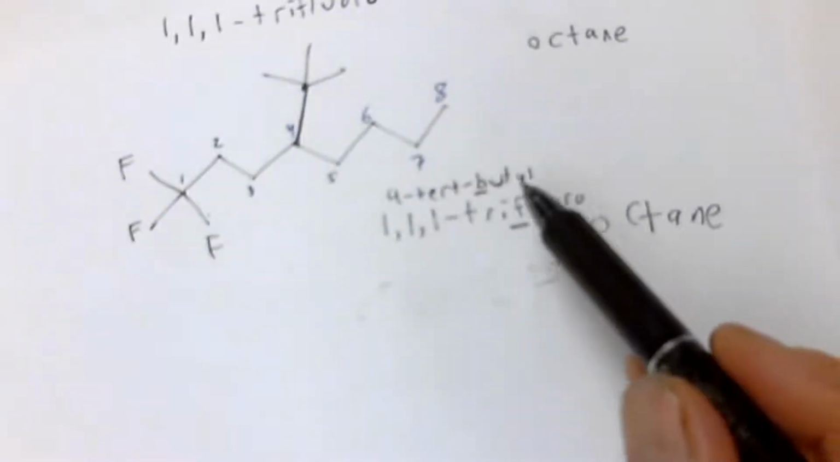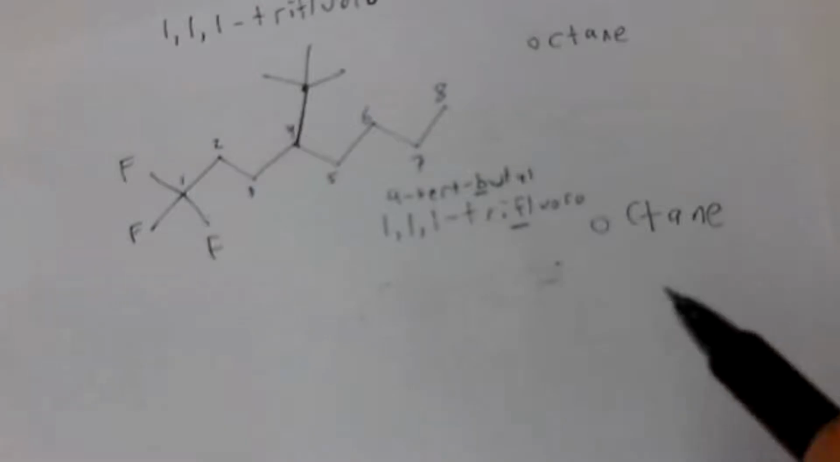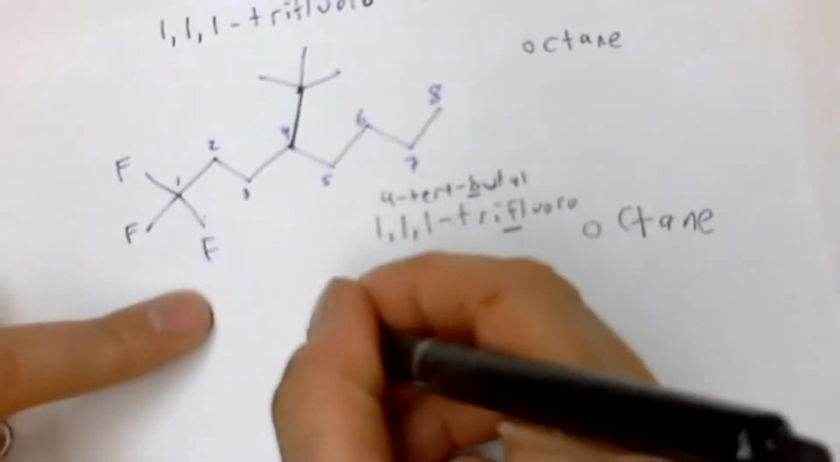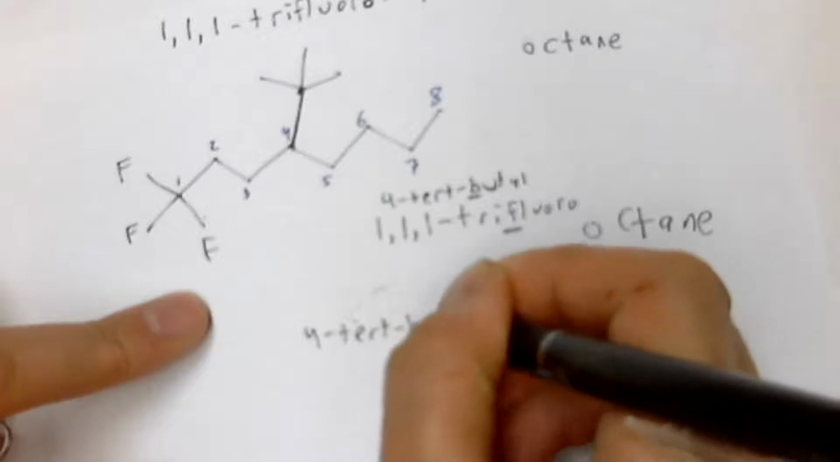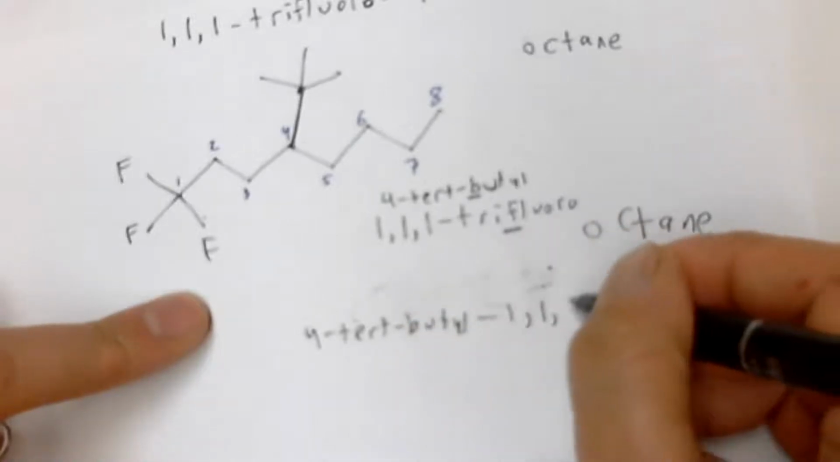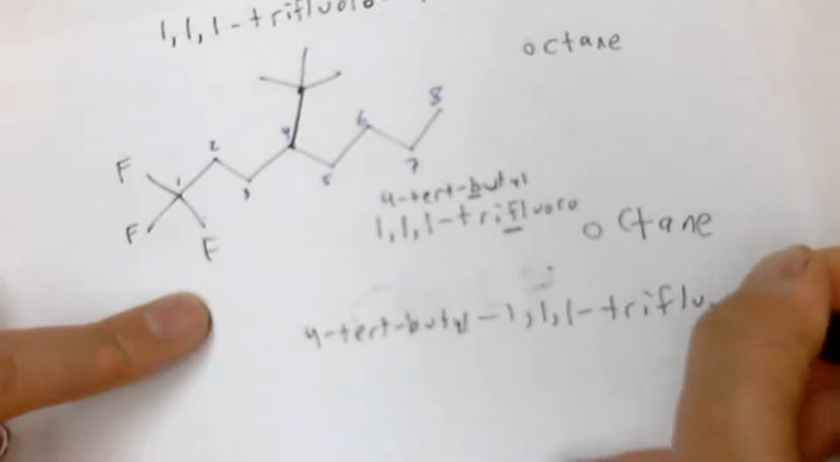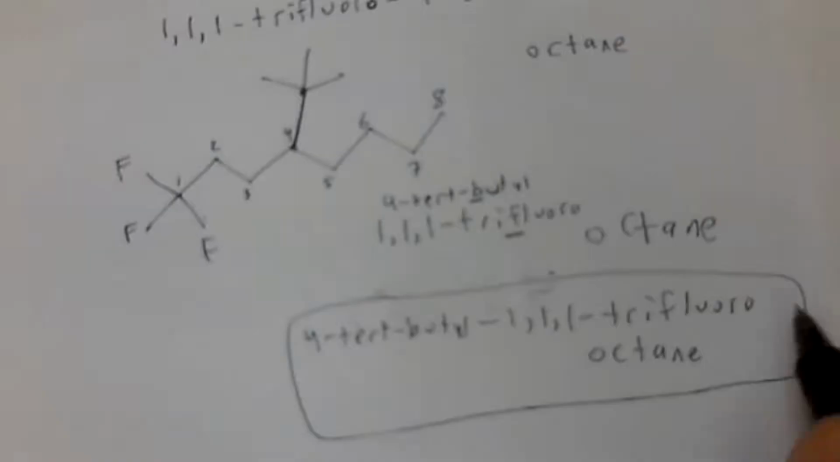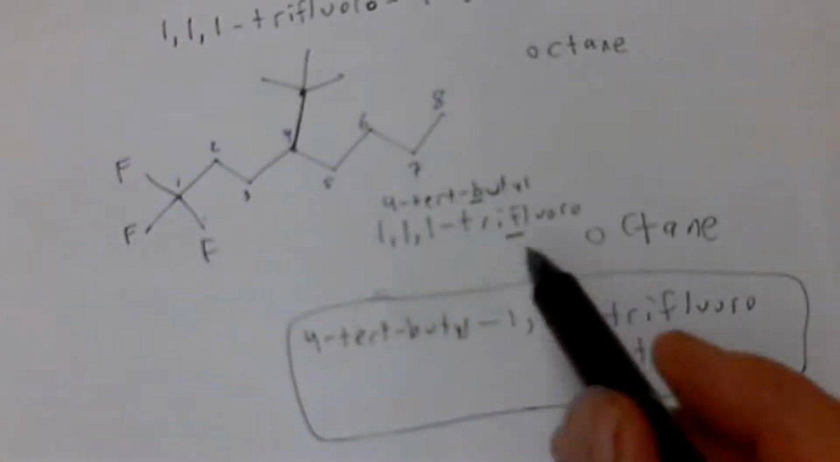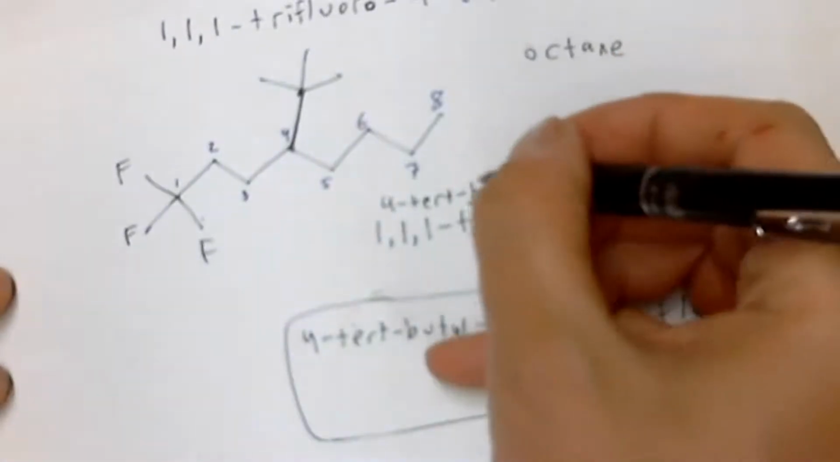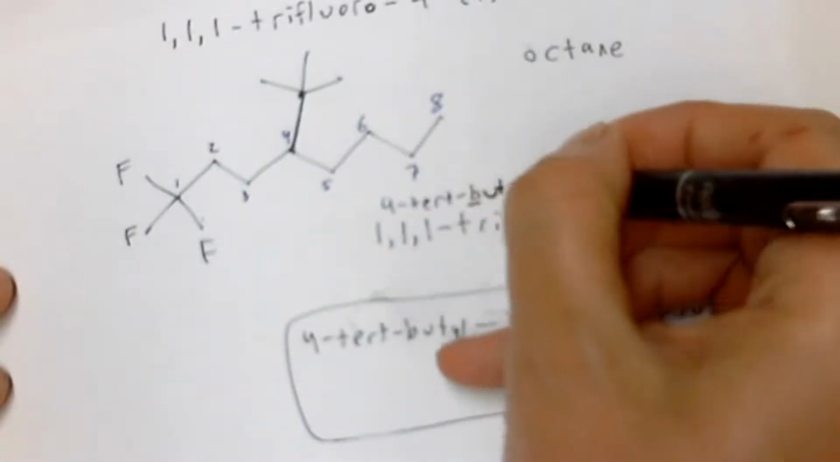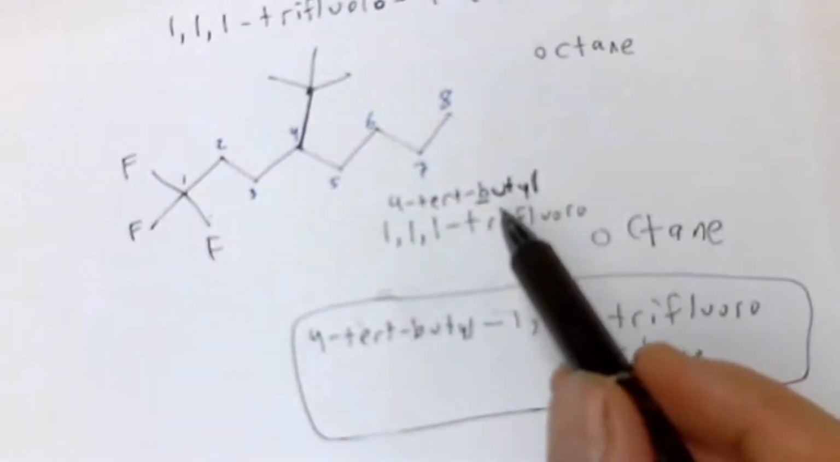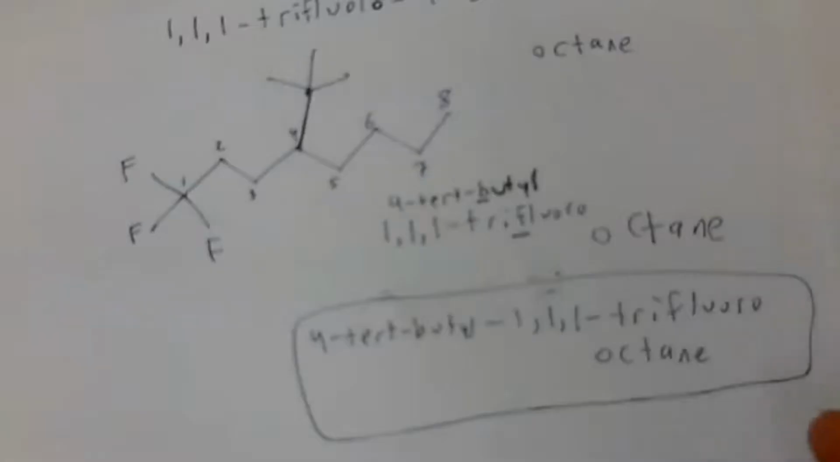I'm happy if you leave these written like this, or you can write it all out. If I was writing the full answer, it would be 4-tert-butyl-1,1,1-trifluorooctane. I'm cool with either this written out form, or if you just write the things horizontally, I'm cool with that too. Sorry, it's a little messy. It's 4-tert-butyl.